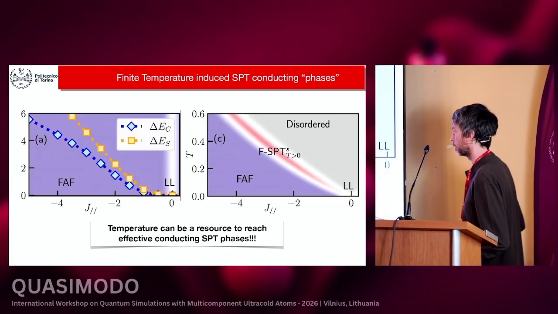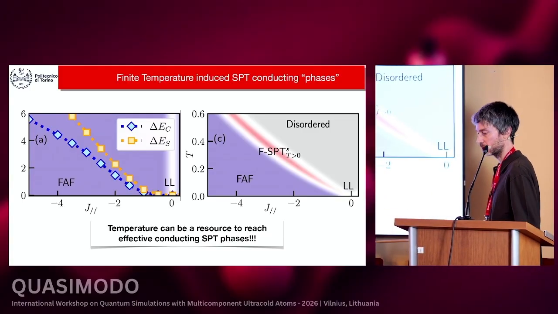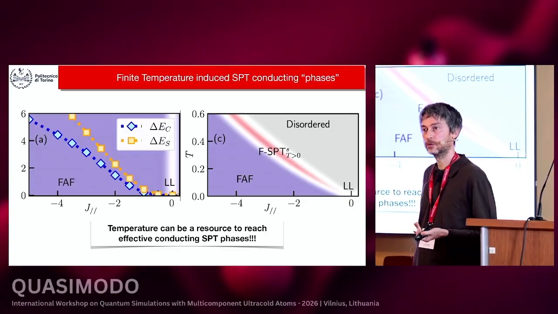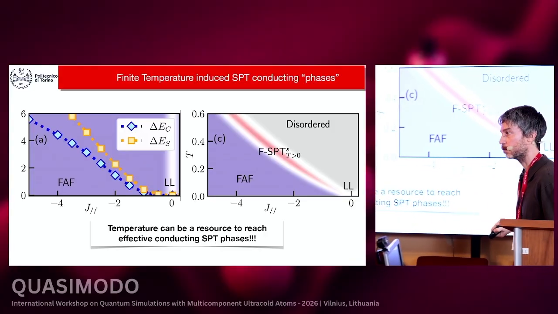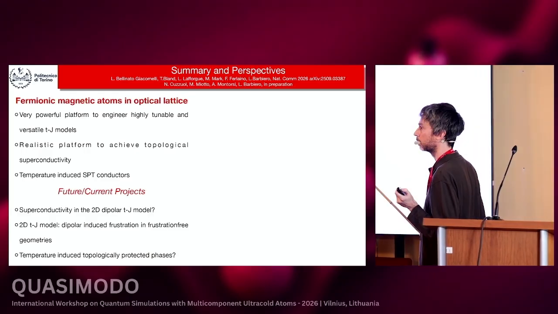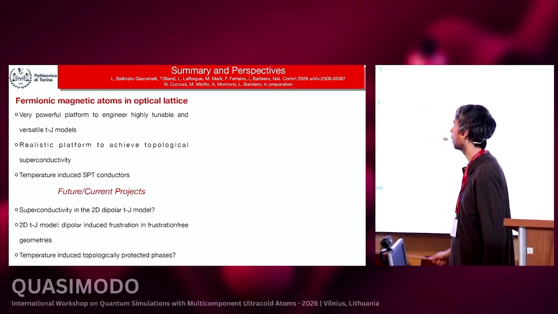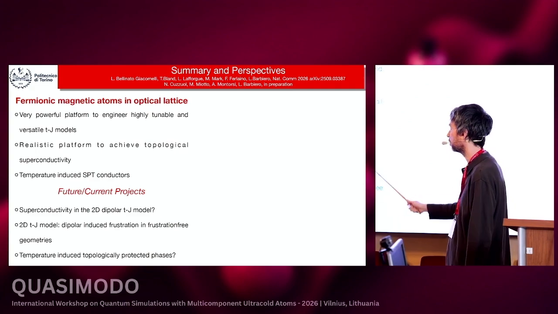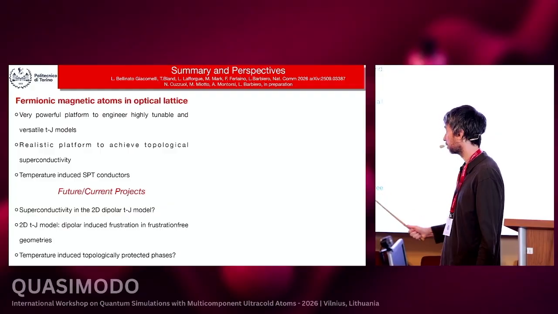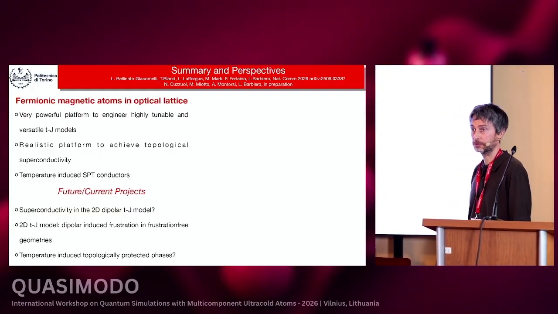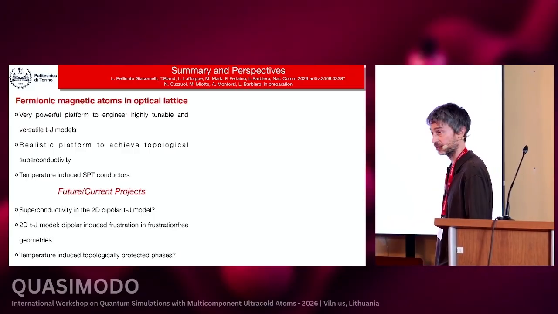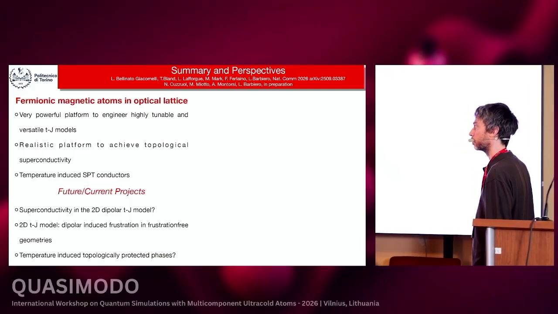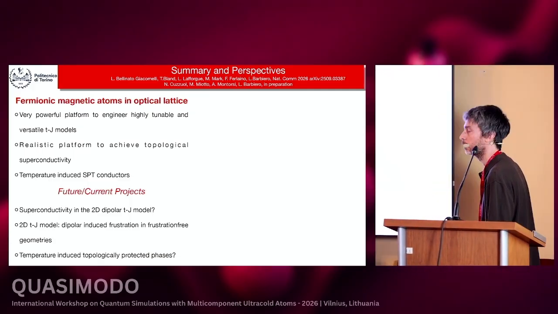But what I want to tell you is that, in this way, we can show that temperature can be, at least in this setting, a nice tool to engineer SPT phases. And with this, I think that I have to conclude. I hope that I convinced you that, with magnetic atoms in optical lattices, we can have very versatile and at the same time important t-J models. So we have a quite realistic platform to engineer topological superconductivity in 1D, which is something relevant, I would say. And I also showed you our preliminary results related to temperature-induced topological phases. This is what we would like to do in the future.